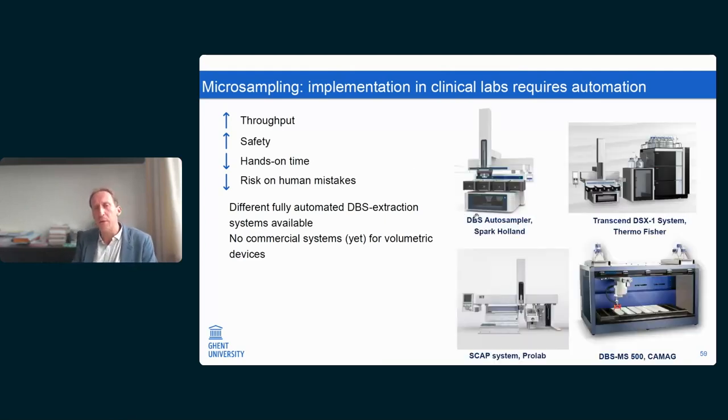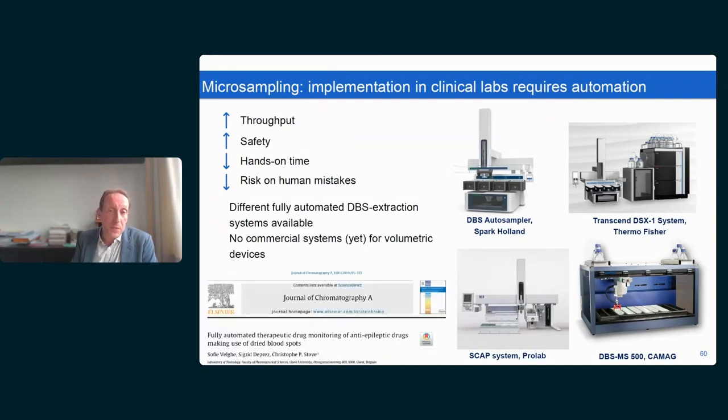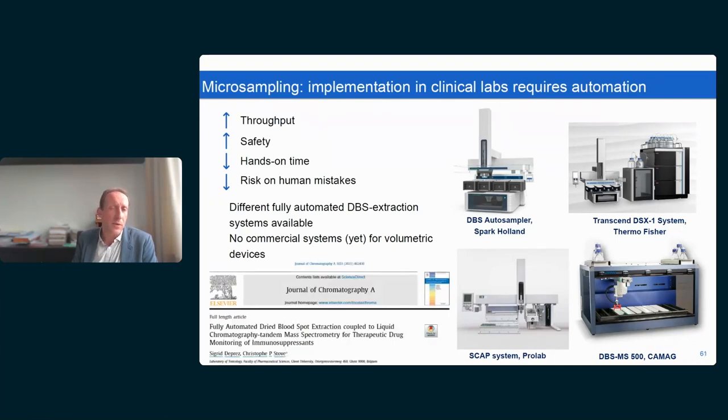So here are just some examples of systems that have been marketed or are currently being marketed. For instance, we have developed some applications for antiepileptics, which are drugs present in rather high concentrations, but also more challenging applications. For instance, immunosuppressants, where we look at low nanogram per milliliter analytes, and we could show that we could get trustworthy results in a fully automated manner.